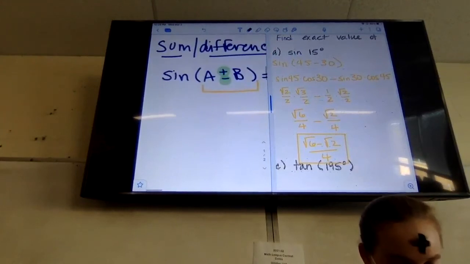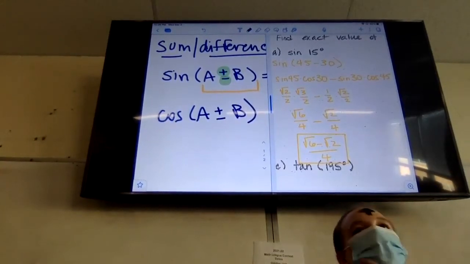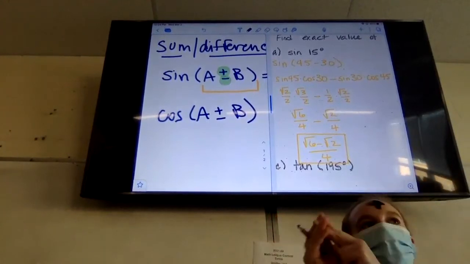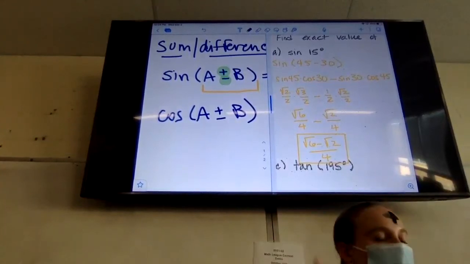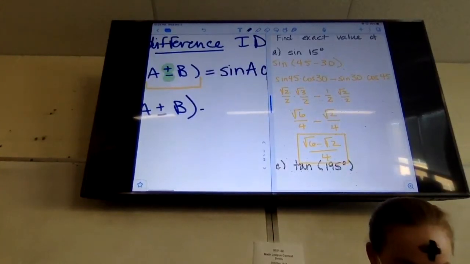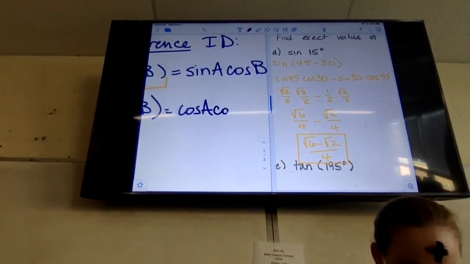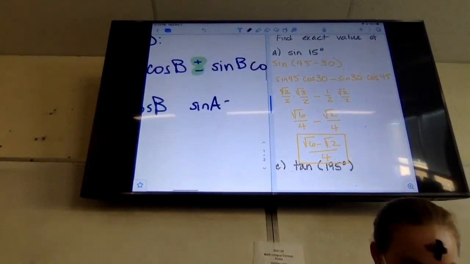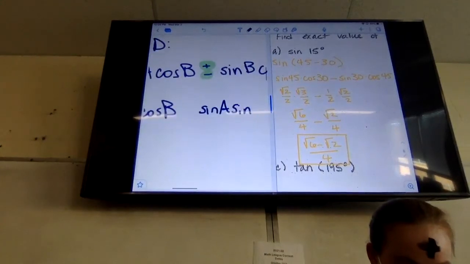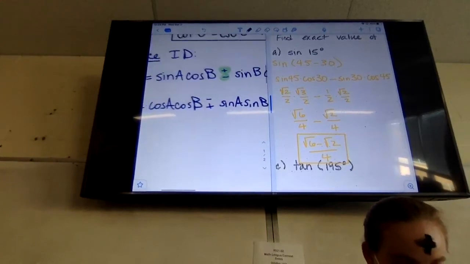So cosine is very similar. I'm going to write cosine of A plus or minus B. But this time, instead of going cosine, sine, sine, cosine, I want both my cosines together and then both my sines together. So it'll go cosine of A times cosine of B, and then sine of A times sine of B. The only thing is the sign in between them is not a plus or minus, it's a minus plus.